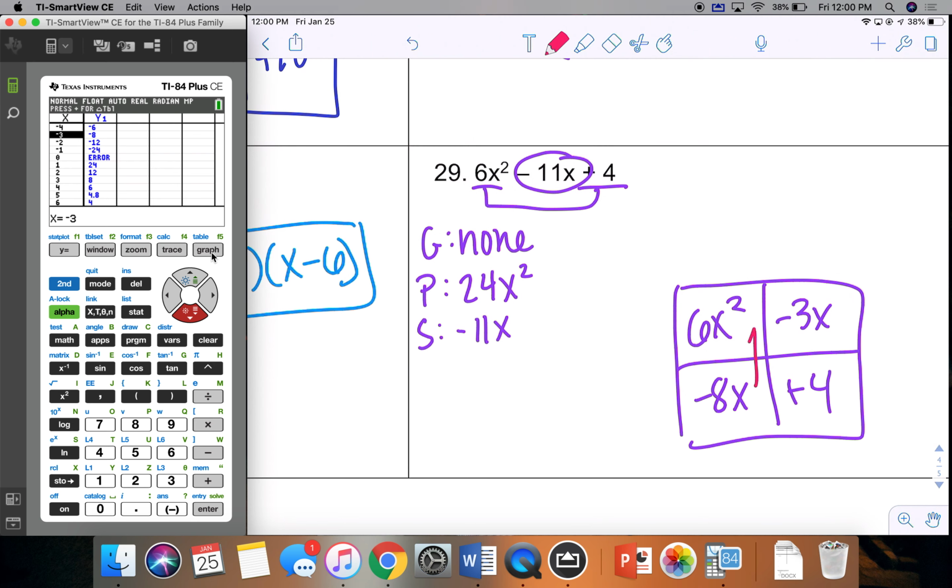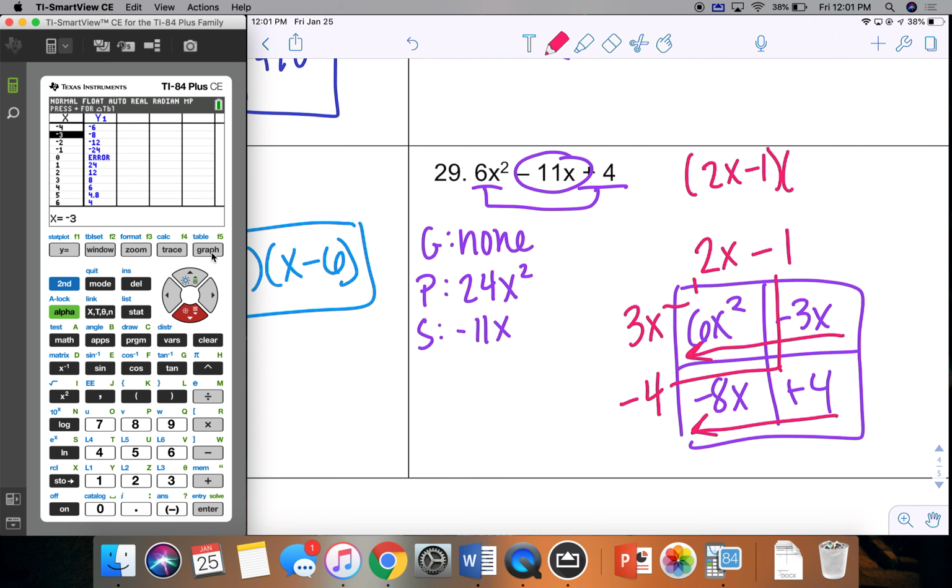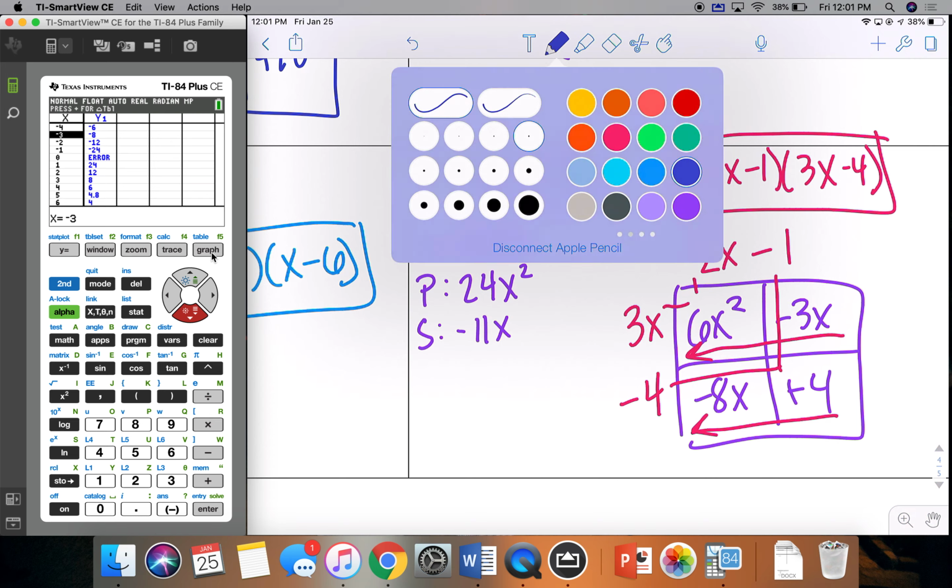And then I take out my GCFs. So 6 and negative 8 share a 2 and an x. Negative 3 and 4 do not share anything, so we use a 1 as a placeholder. And it is negative because the 3 is negative. 6x squared and negative 3x share a 3 and an x. Negative 8x and 4 share a negative 4. Do my quick check, and those work. So 2x minus 1 and 3x minus 4 are my factors.